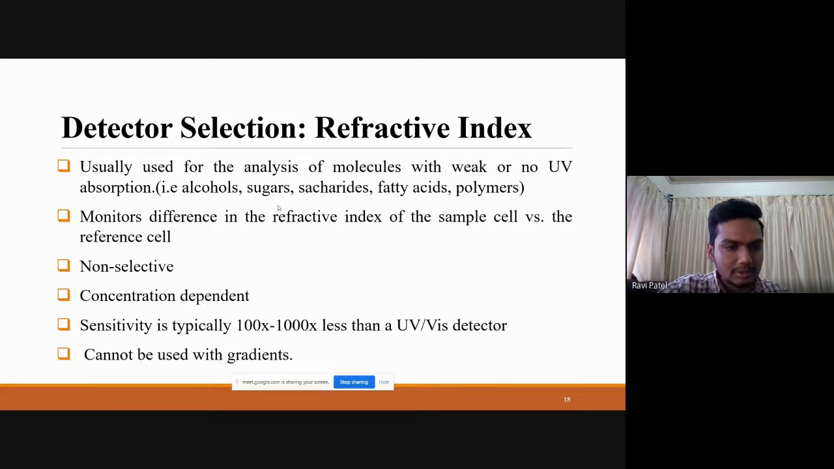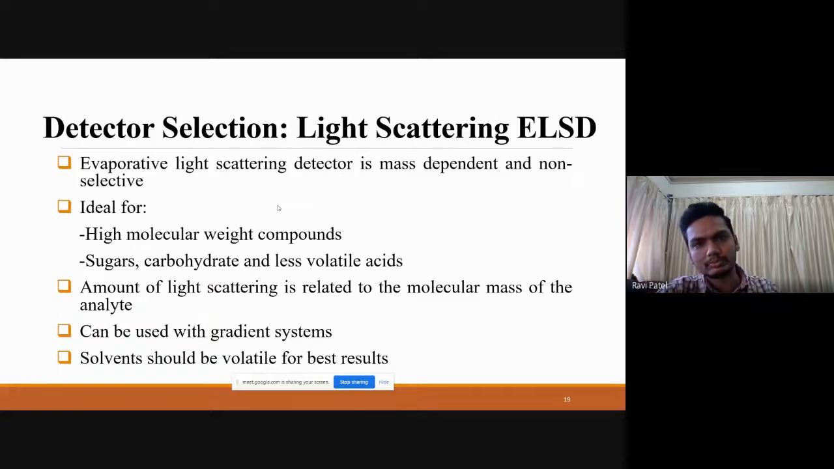It is concentration dependent, and the selectivity is typically 100 to 1000x. It can't be used with a gradient. We cannot use a gradient system while separating sugar molecules with this refractive index detector. So this is the limitation of this detector.